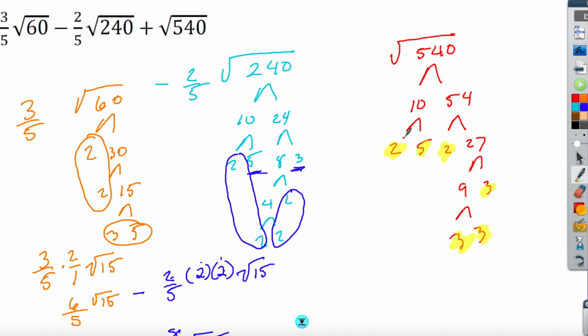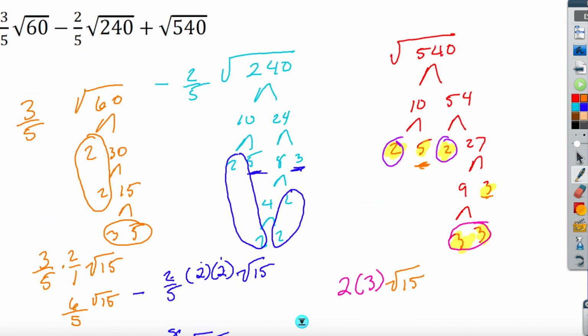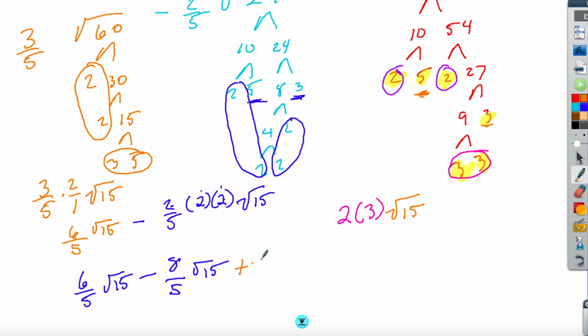So I notice I have a pair of 2's. I'll circle in purple. And then in purple, I have another pink. I have another pair of 3's. So that means I can take out a 2. I can take out a 3. And what do I still have left over? I have this 5 and this 3, which multiplies to radical 15. So now that means when I bring that all the way down here, I am going to be adding 6 radical 15.